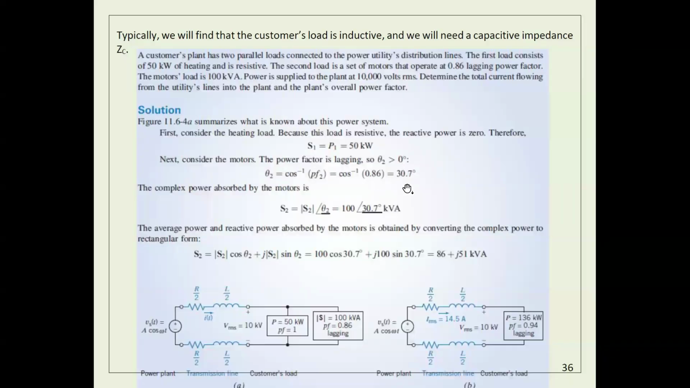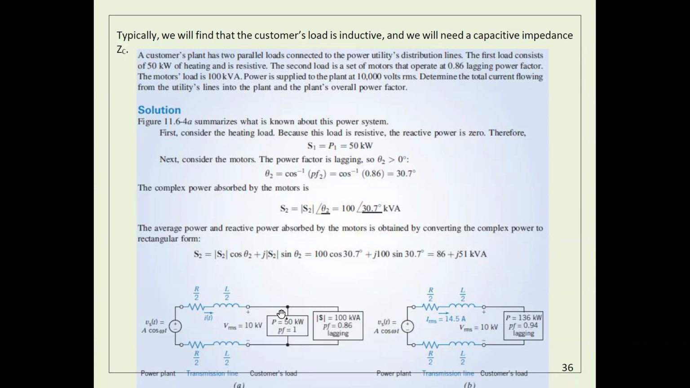So now I calculated, I know the power factor, I got the inverse of cosine, I found it is 30. And because it is lagging, it's going to be positive. I'm going to keep it positive. But if it is leading, I'm going to make it negative. So now I have the two power. I have the power here, and I have the power here.